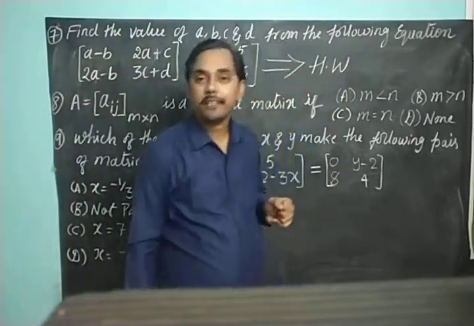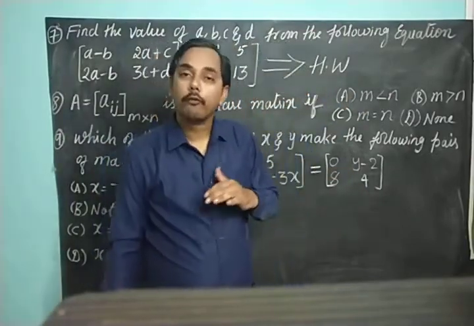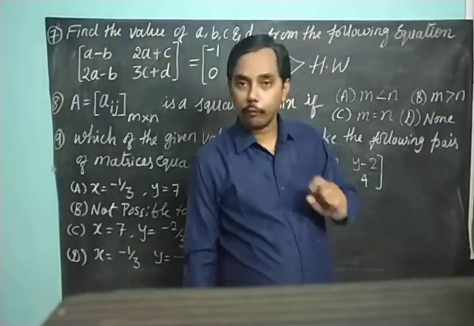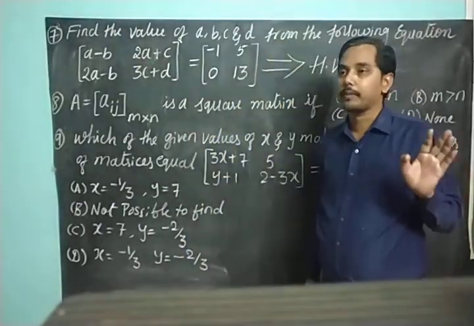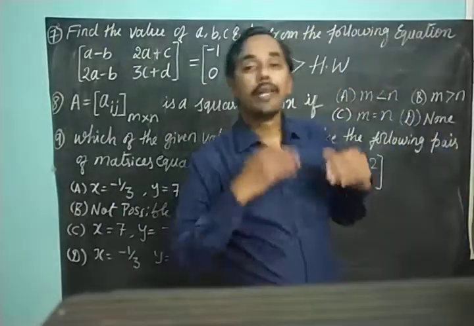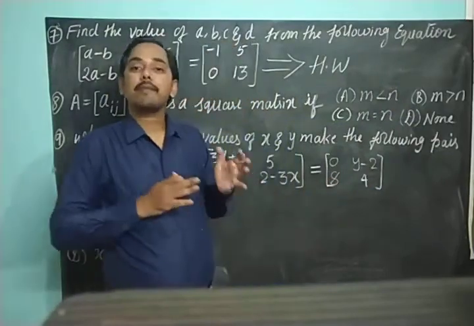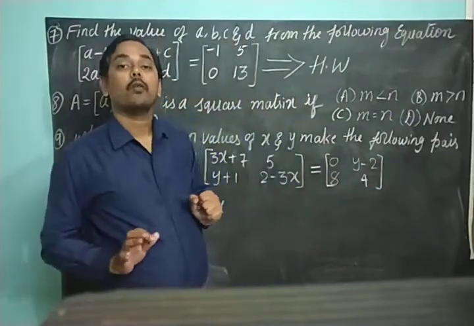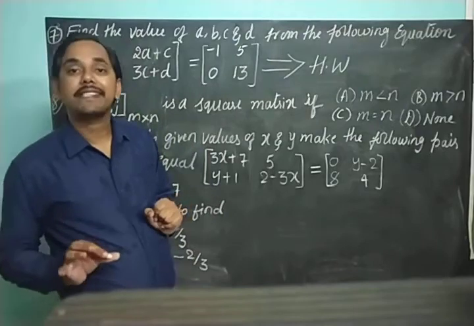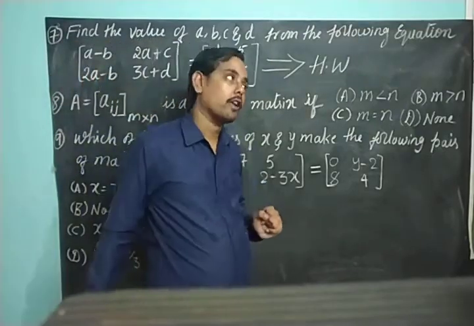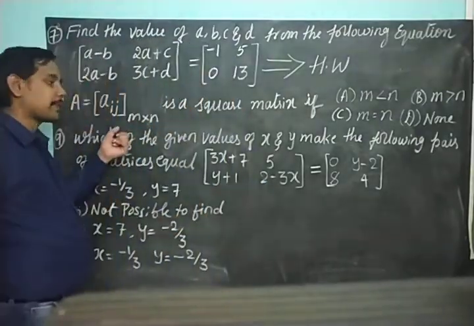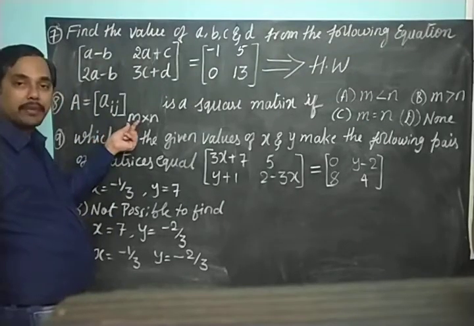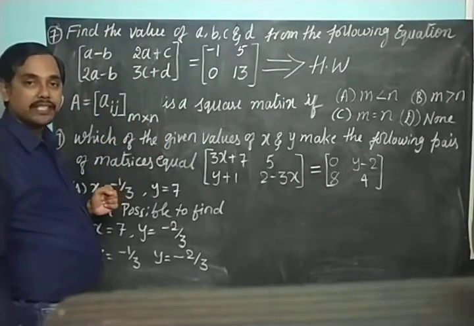What is the condition for a square matrix? The number of rows should be equal to the number of columns. Whatever may be the number of rows, that is not a problem. But however many rows there are, the same number of columns should be present. Here, what is it that represents rows and columns? M represents rows and N represents columns.